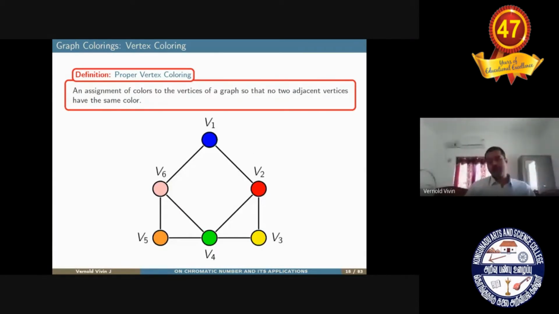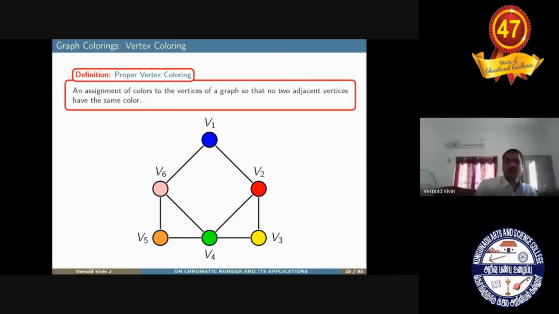So here you can see a graph which has 6 vertices. As by the definition, we are going to color the vertices, not the edges. So we are going to color the vertices, and that should be a proper coloring, in such a way that no two adjacent vertices receive the same color.